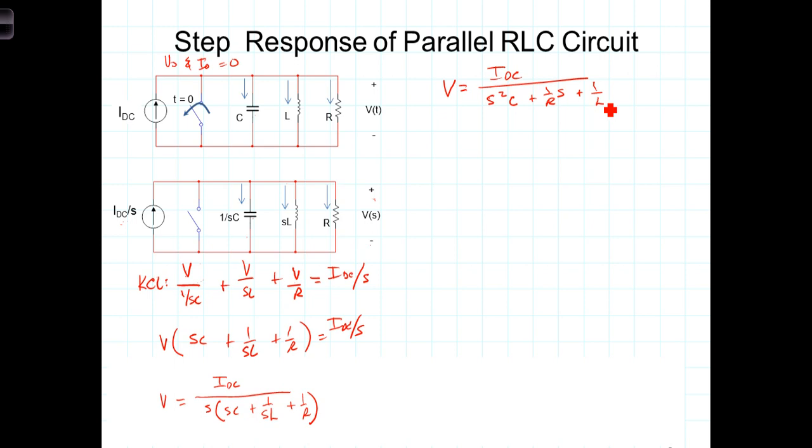Now, let's go ahead and get the coefficient associated with this S squared term to be 1 by multiplying numerator and denominator by 1 over C. And when we do that, we get the expression for V of S is equal to IDC over C, divided by S squared plus 1 over RC times S plus 1 over LC.